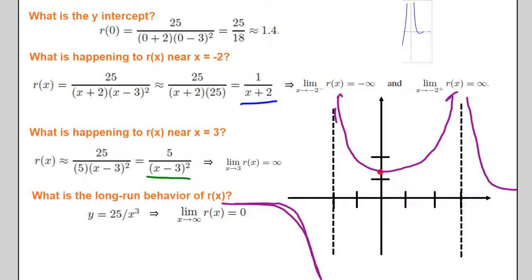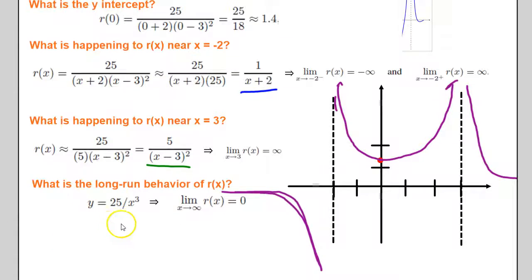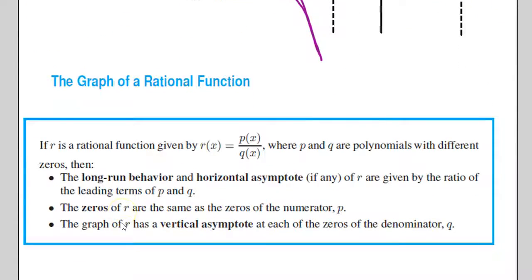And you can plug the function into a graphing calculator to see how close our sketch looked. So in summary, we use the short-run behaviors of the numerator and denominator polynomials of a rational function to determine the short-run behaviors as well as the long-run behavior of the rational function.